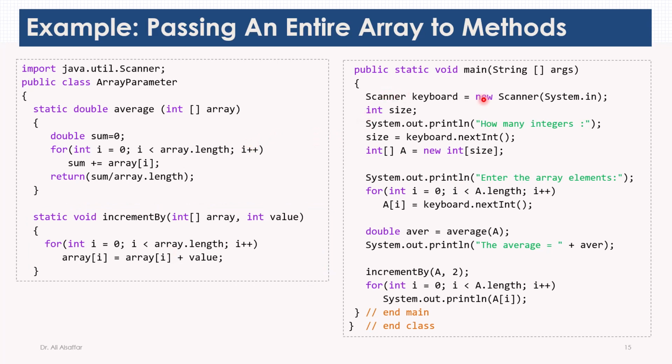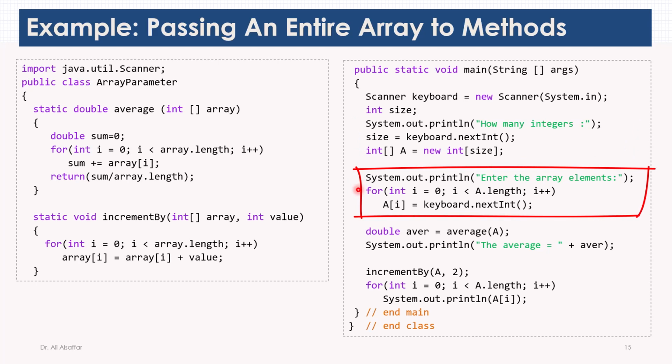Here is our main program. It is divided into sections. In the first section, we are asking the user for how many integers. We read the size and we create an array of this size. In the second section, we are reading the array elements from the user and we save them into the array.